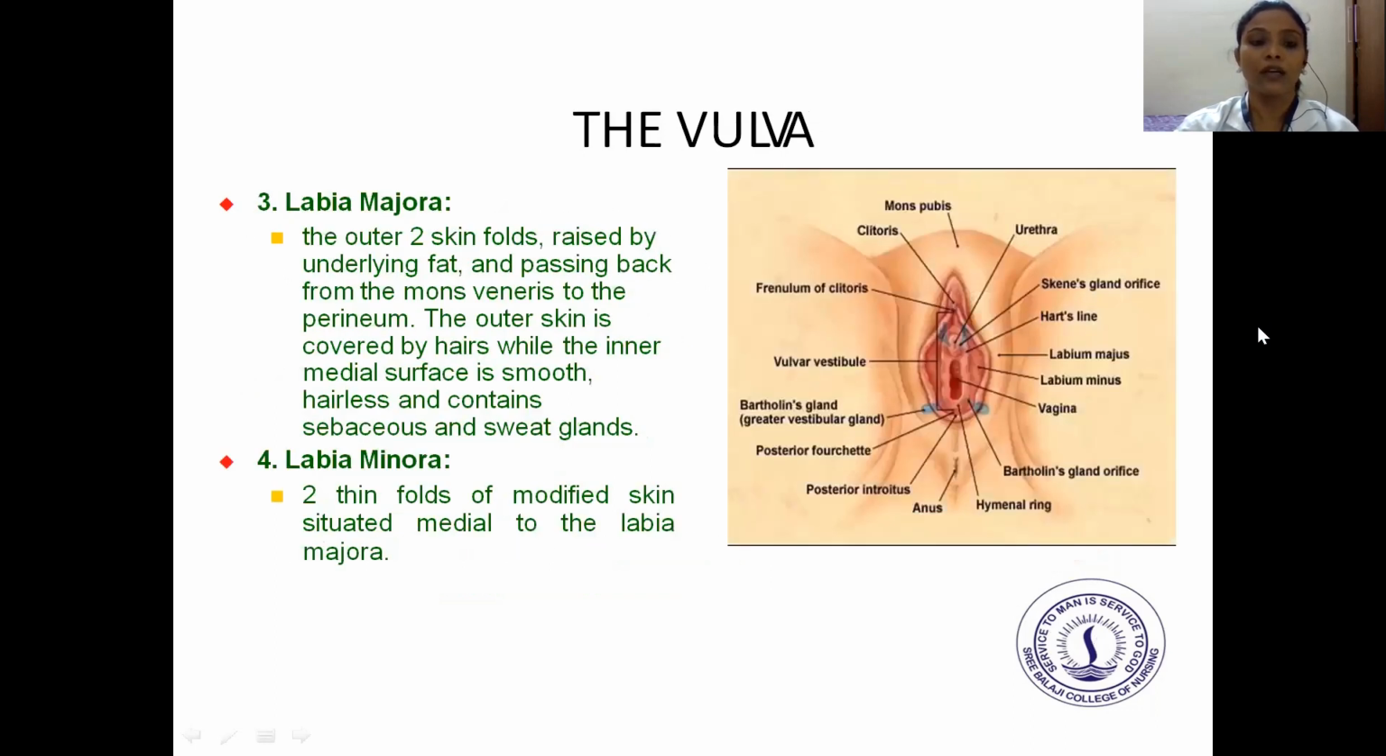And next is the labia majora. Labia majora consists of two outer skin folds, raised by underlying fat and passing from the mons veneris to the perineum. The outer skin is covered by hair, while the inner medial surface is smooth, hairless, and contains sebaceous and sweat glands. Labia minora are two thin folds of modified skin situated medially to the labia majora.